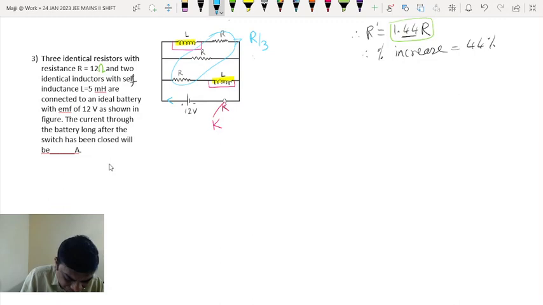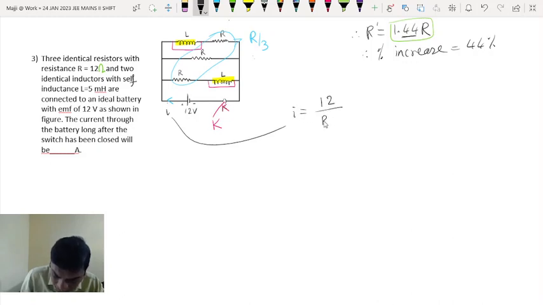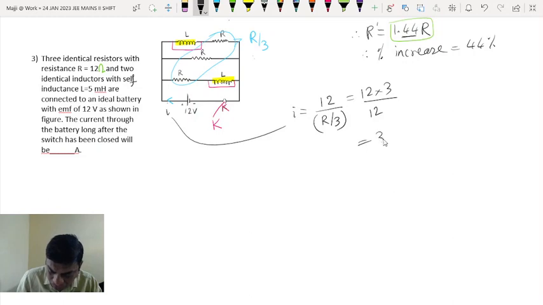So the current through the battery will be the voltage of the battery upon the total resistance between the cell terminals. So the value of R is how much? 12. So you have 3 amperes. So the correct answer is 3 ampere.